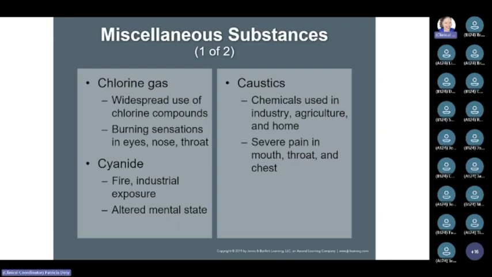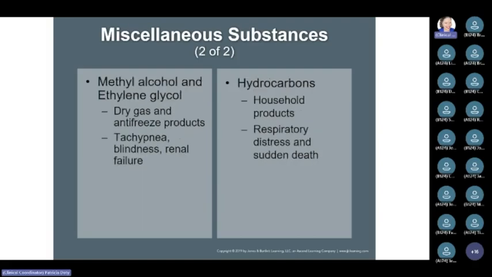Call for paramedic backup. Once again, every single one of these is the exact same, guys. It is going to be ABCs, and be aggressive with the ABCs, guys. Establish an IV, call for paramedic backup, get them to the appropriate facility.